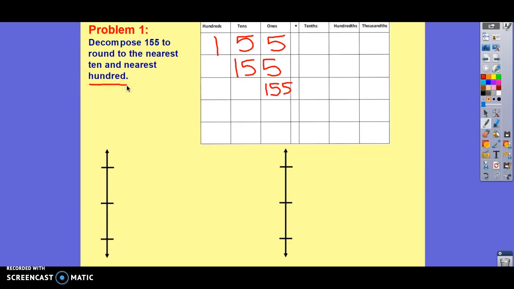We would have 200 and 100, nearest hundred. Midpoint is 150. 155 falls right above that. So where would we round 155 to the nearest hundred? We round 155 to the nearest hundred to 200.